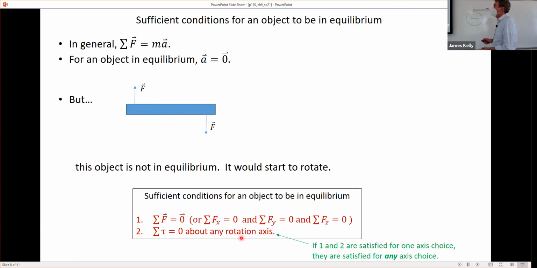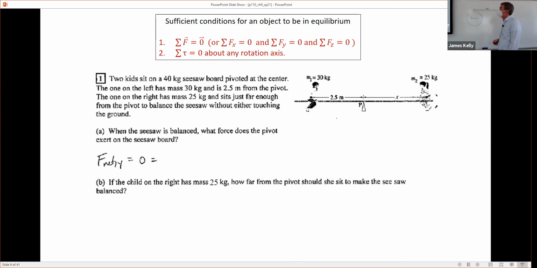You just have to reassure yourself that you could justify, I'm not going to show it here, that if both of these are satisfied for one axis I choose, then it's going to be true for any other axis I choose. So if the sum of the forces and the sum of the torques are 0, and I've chosen the axis to be at the left end of my meter stick, it would be true for my axis at the center or at the right end. So it really doesn't matter what axis you choose. You do it to make your life easy.